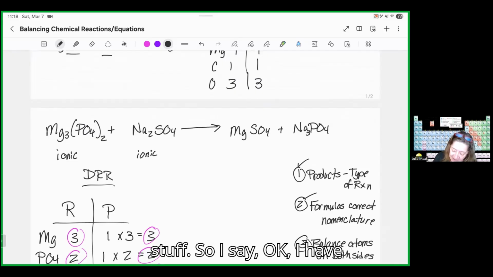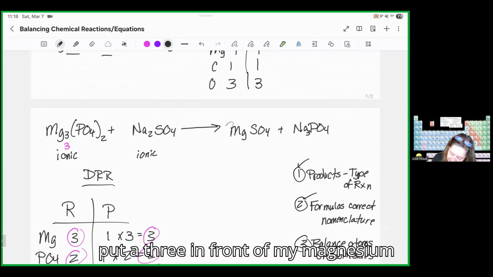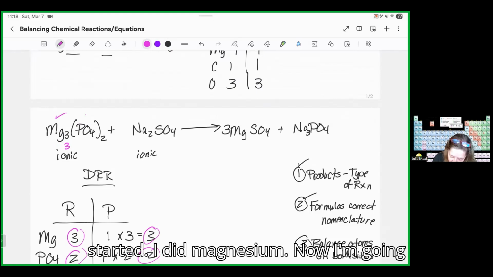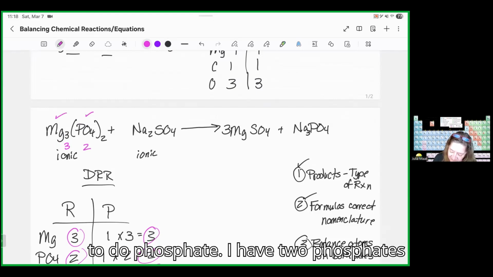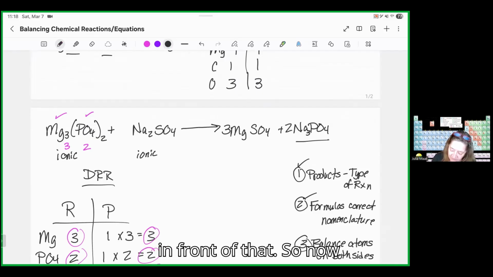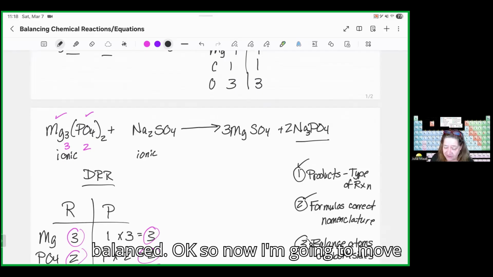So I say, okay, I have 3 magnesiums here. So I'm going to put a 3 in front of my magnesium here. I'm going to stick with where I started. I did magnesium. Now I'm going to do phosphate. I have 2 phosphates here and 1 over here. So I'm going to put a 2 in front of that. So now my magnesiums and my phosphates are balanced.